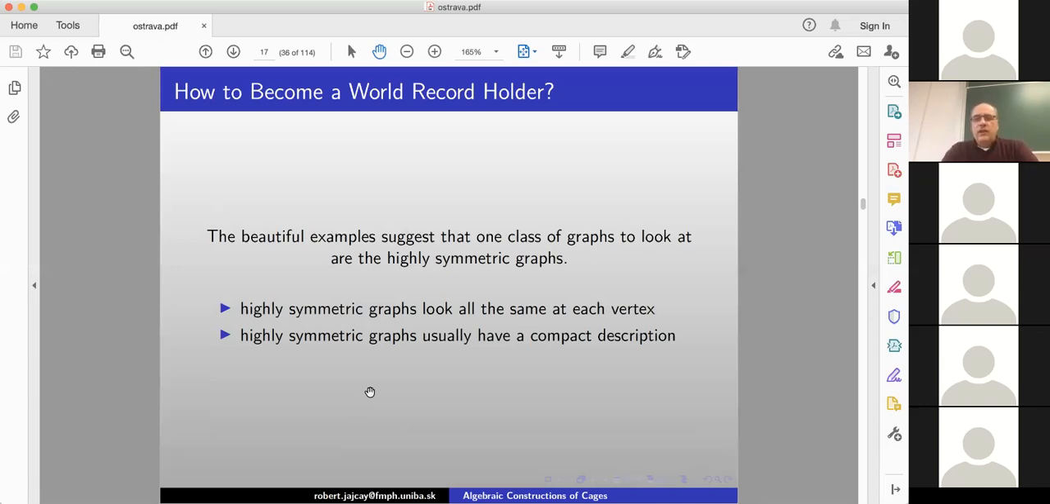And that doesn't usually happen if you do calculations. Of course, most graphs don't really have a short description, but highly symmetric graphs usually do have a compact description based on some group theory or algebra. And that is an advantage, because then you search through the compact descriptions, which are shorter, and then you have a better chance of finding something. So these are the two intrinsic reasons why looking into highly symmetric graphs is a good idea.